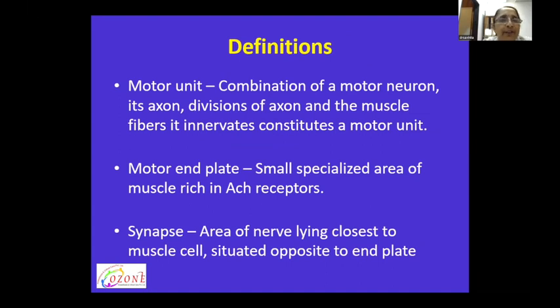Then, in short, about definitions: what is meant by motor unit? It is a combination of a motor neuron, its axon, division of axons and the muscle fibers it innervates. Motor end plate is a small specialized area of muscle rich in acetylcholine receptors, and the synapse area of the nerve lying closest to the muscle cell is situated opposite to the end plate.